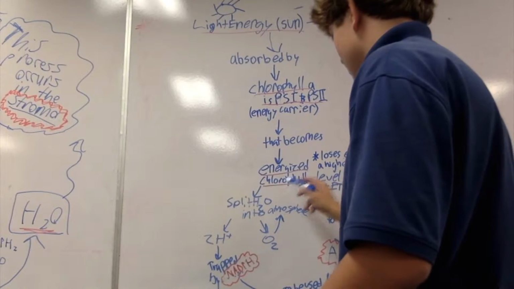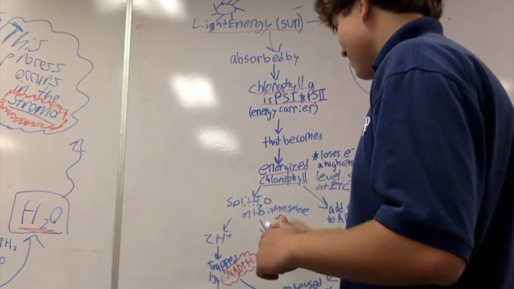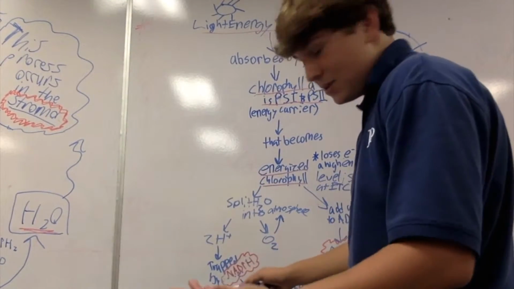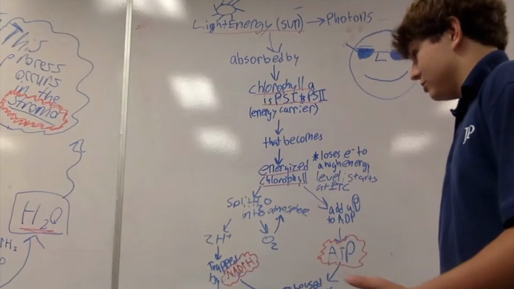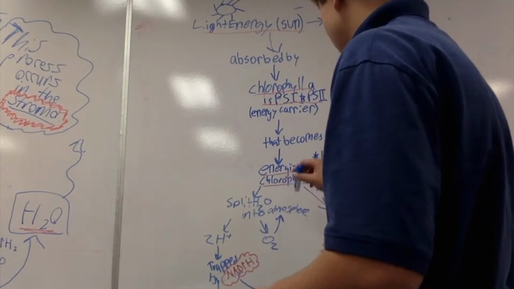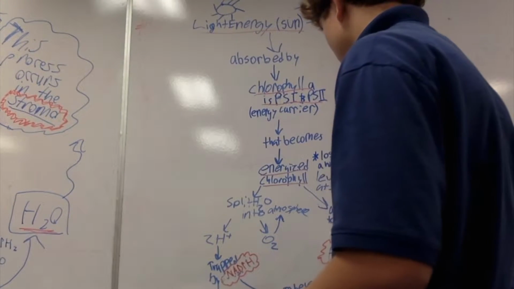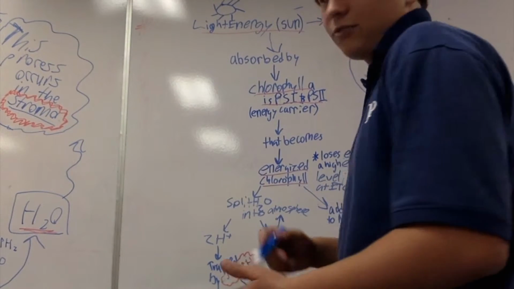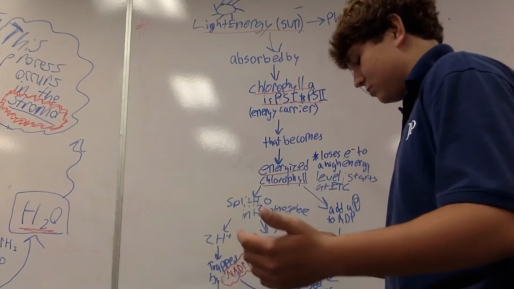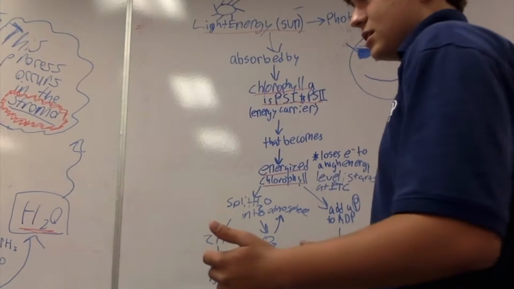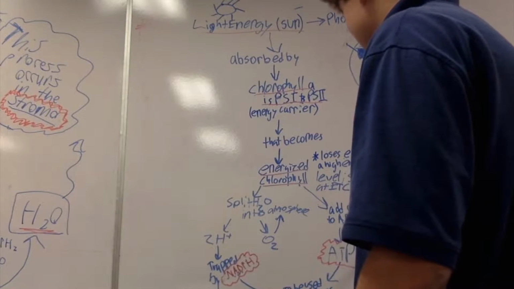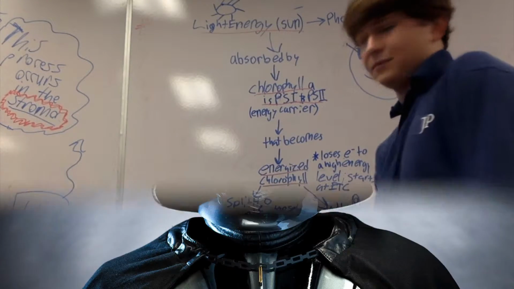Chlorophyll? More like borophyll. It splits the H2O, and the oxygen is released to the atmosphere, and the hydrogen becomes trapped by the NADPH to be used in dark reactions. And then the ADP, using energy from the energized chlorophyll, becomes ATP when you add a phosphate from ATP synthase, excuse me. It becomes ATP to be used in dark reactions.